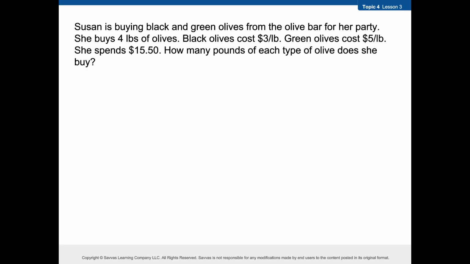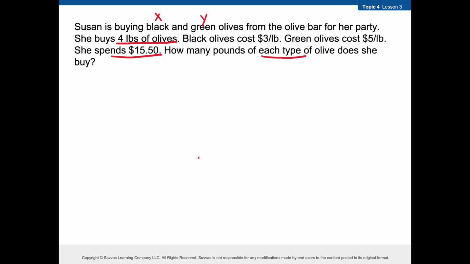Next, here Susan is buying black and green olives from the olive bar for her party. She buys 4 pounds of olives. That is a total. Black olives are $3 per pound. Green olives are $5 per pound. She spends a total of $15.50. How many pounds of each type of olive does she buy?